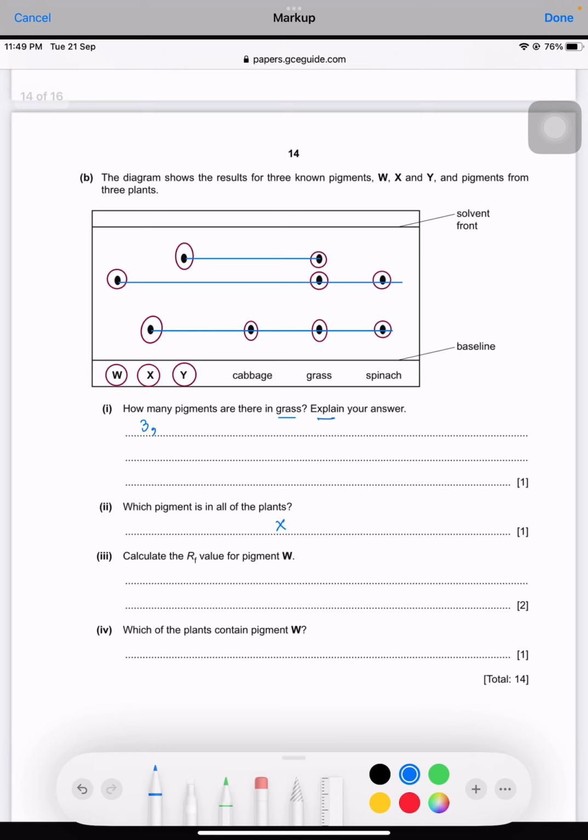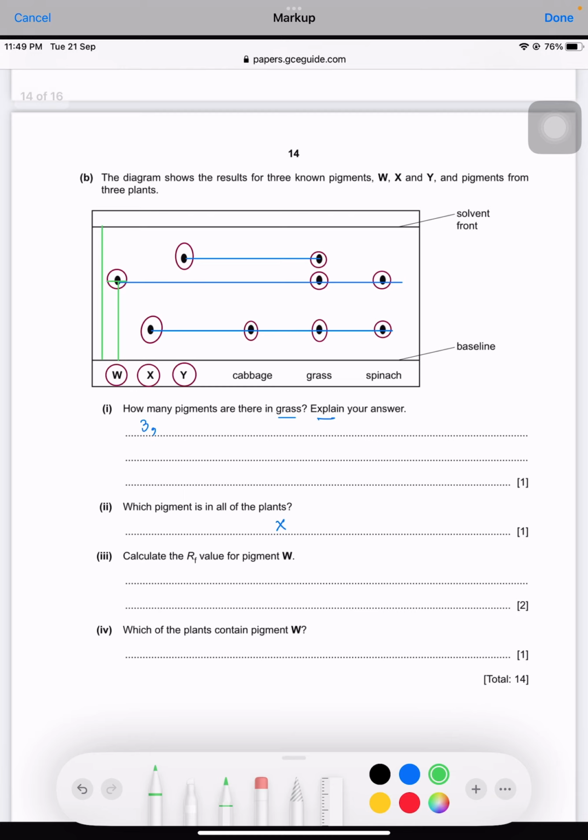Calculate the RF value of W. Let's calculate the RF value of W. Here I'm changing the color to green. Let's mark the line in the center. This is the distance traveled by W, whereas this is the distance traveled by solvent. So the RF value of W is the distance traveled by W divided by the distance traveled by solvent.